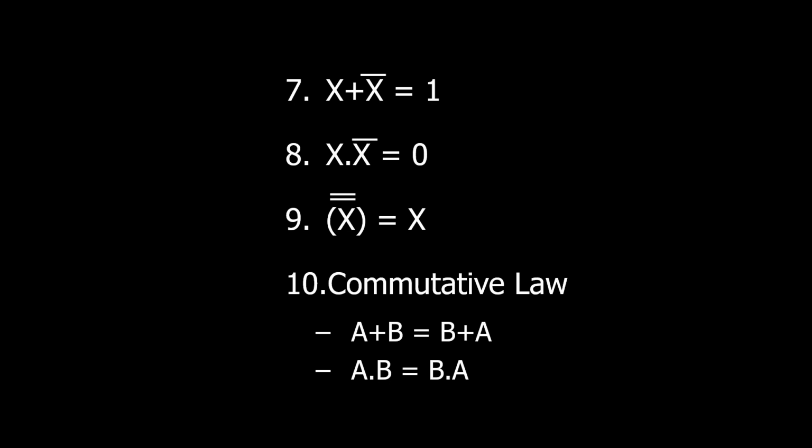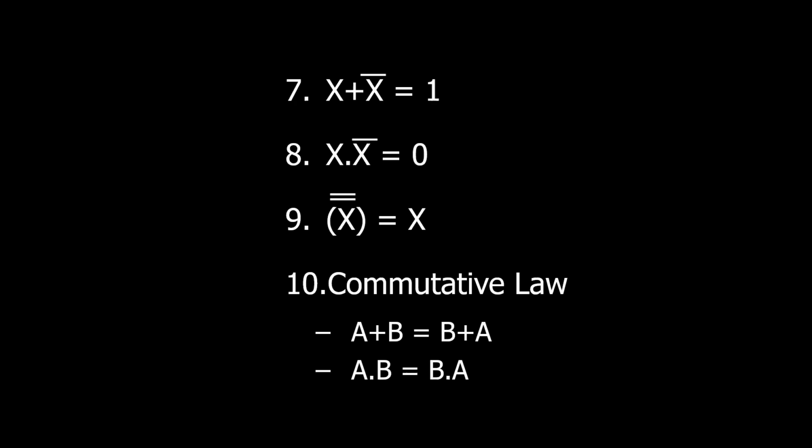If you look at rule number 8, it says x AND operated with x complement is equal to 0. You can also verify this by inputting values to x. If x is equal to 0, x complemented is going to be 1 and the logical multiplication of 0 and 1 is equal to 0. Similarly, if the x value is 1, then the complement of x will be 0. Then the logical multiplication of 1 and 0 is also 0.